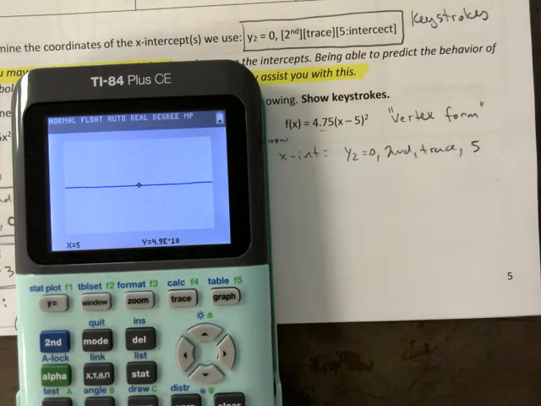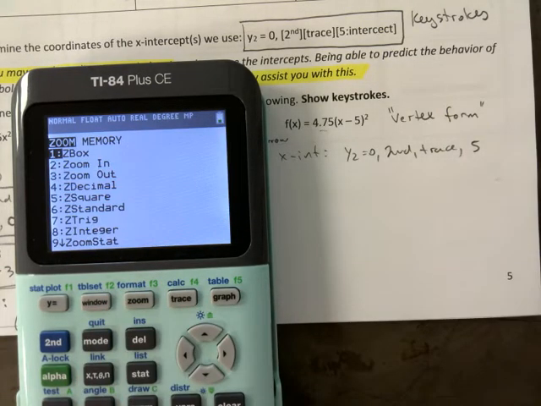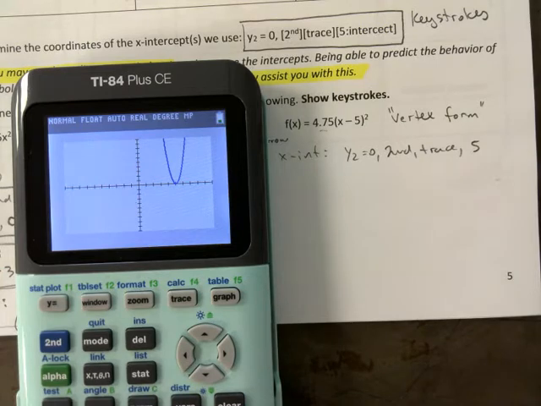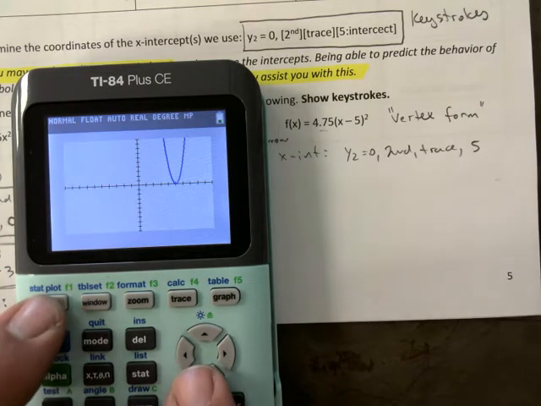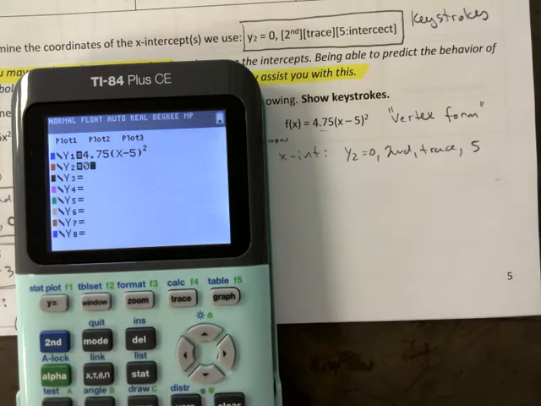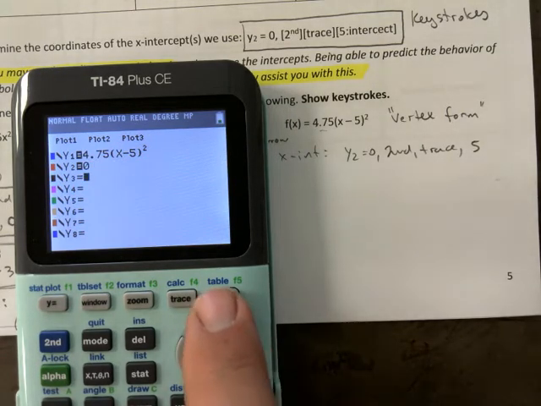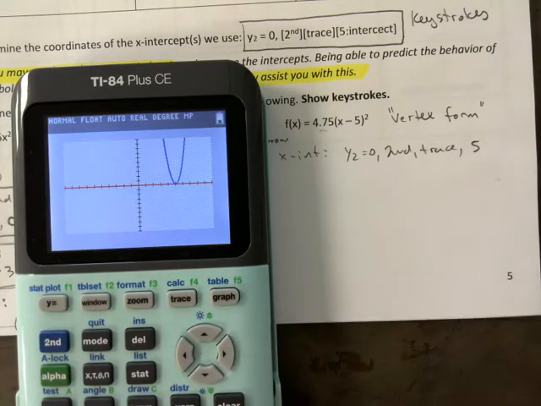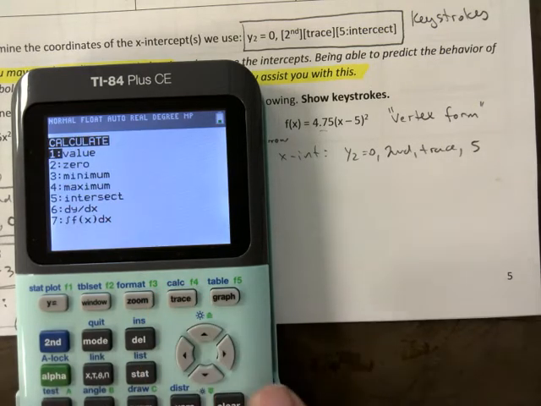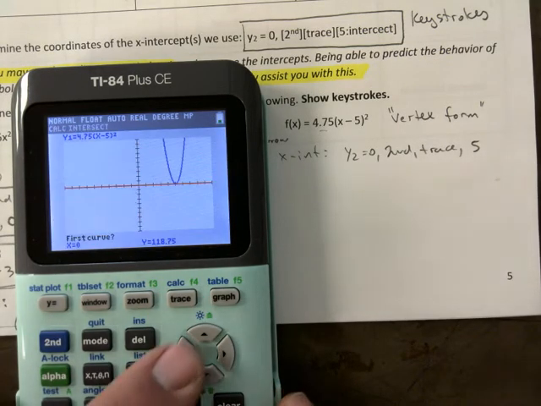Okay, so watch this. This is the part where you fix your problem. How do you see the whole thing again? What would you do? Zoom 6, zoom 6, zoom standard. So zoom 6. I have another way of finding this out. Let's go y2 is equal to 0 as we originally wanted to do this. You hit graph. You have to hit graph first, right? Then you go second trace 5.